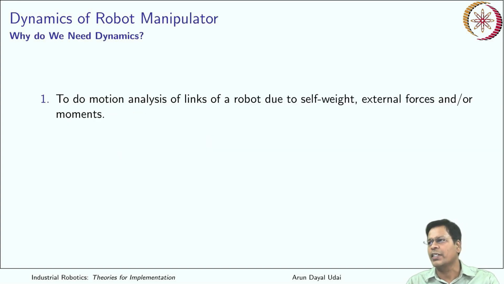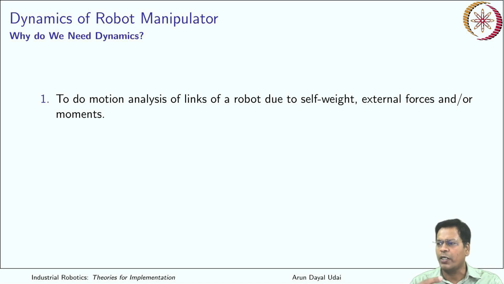So yes, why do we need robot dynamics first of all? It allows us to do analysis of motion in particular links of the robot due to its own weight, how does it behave, external forces, how does that affect the robot motion, external forces or moments if there are any from outside, and we can closely understand the behavior of a robot if it is commanded to follow a particular kind of trajectory. How much would that be possible?